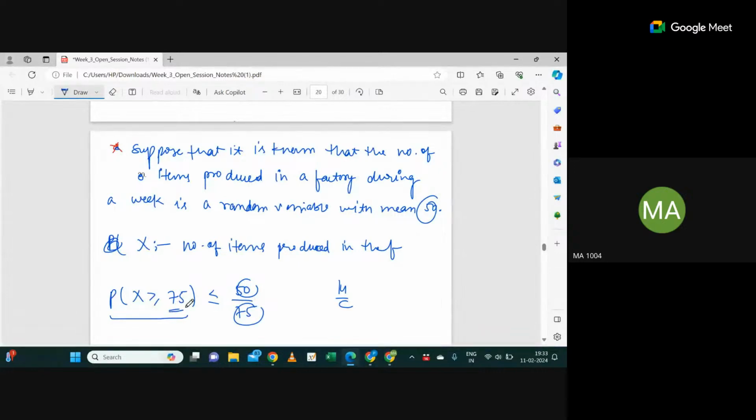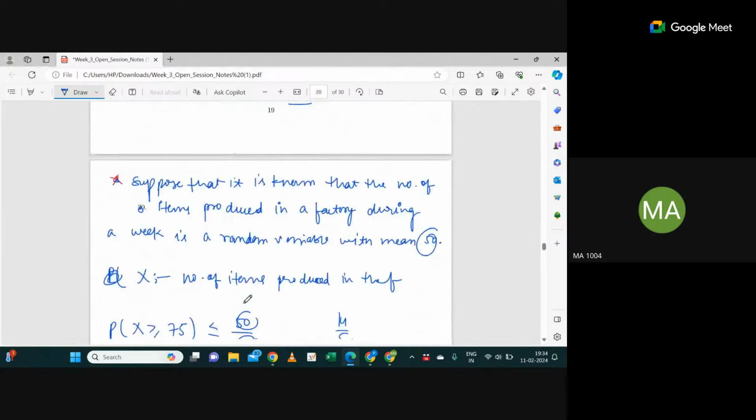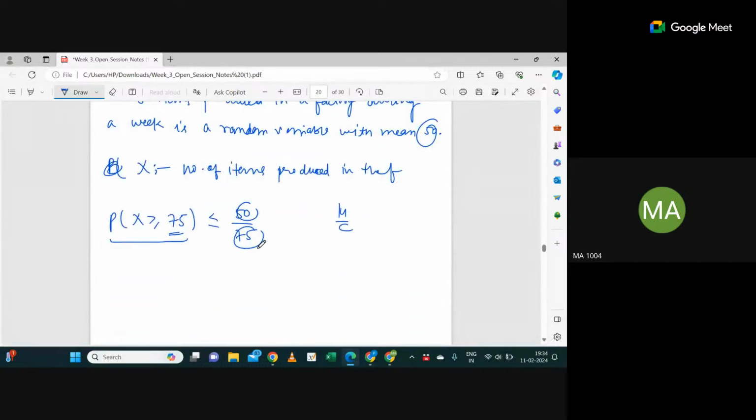Is this clear? Yes, sir. These are helpful. If you know the distribution, you can calculate both. But if you don't know, you can calculate only bounds. That example you told, the exact probability and Markov's inequality.